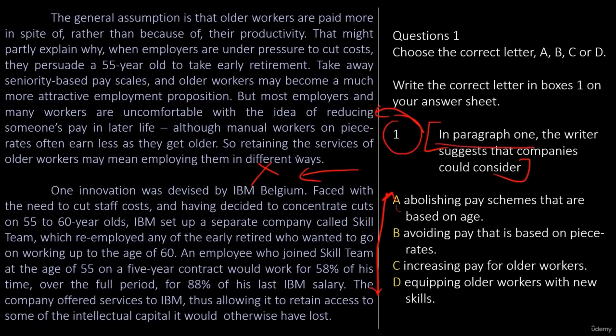That means we don't have to read this much. It's gone, right? This is not required in this question. You have to read the first one. So let's try to find the answer here.